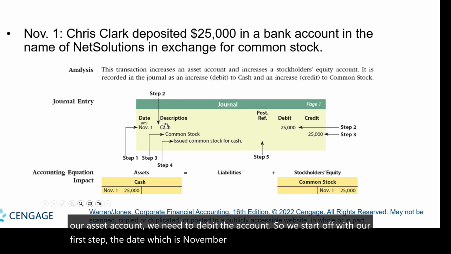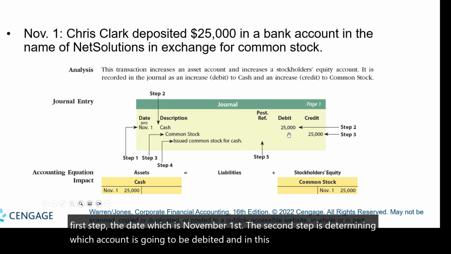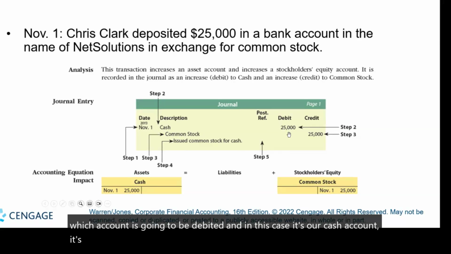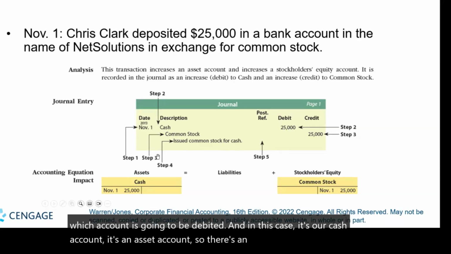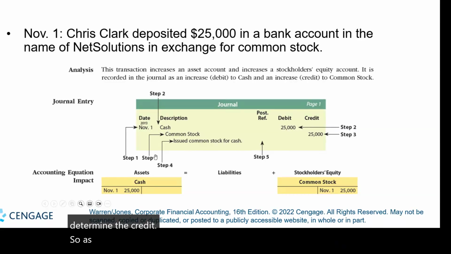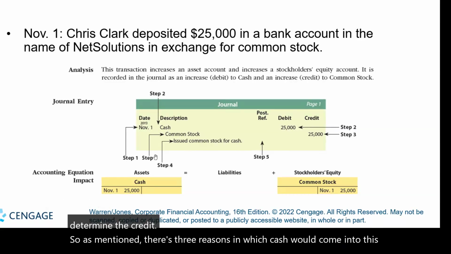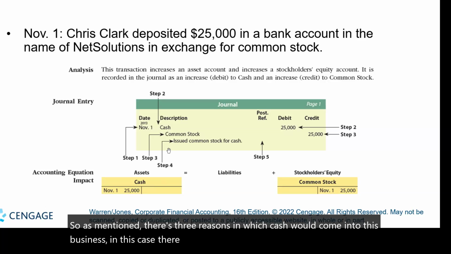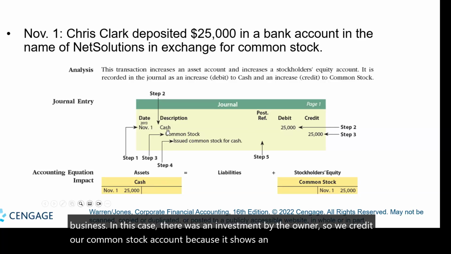The second step is determining which account is going to be debited. In this case, it's our cash account. It's an asset account, so there's an increase. The next step is we determine the credit. As mentioned, there's 3 reasons in which cash would come into this business. In this case, there was an investment by the owner, so we credit our common stock account because it shows an increase. So we debit cash, credit our common stock account.